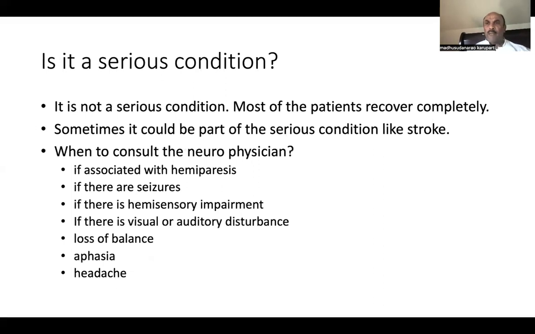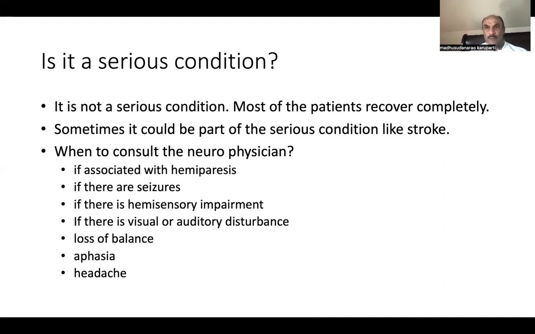Well, patients may ask you, is it a serious condition? The Bell's palsy as such is not serious. Most of the patients recover completely, as I told you. But in certain cases, it could be the part of the serious condition like stroke.